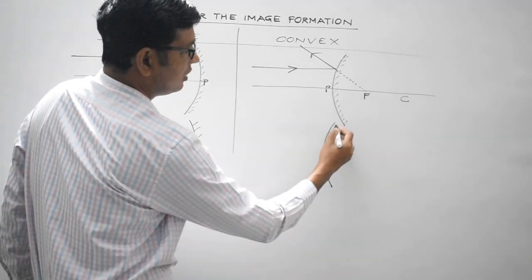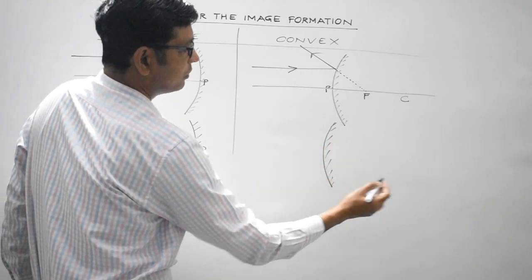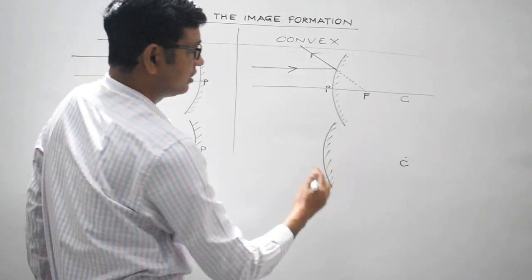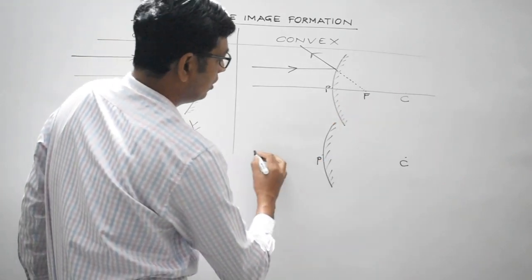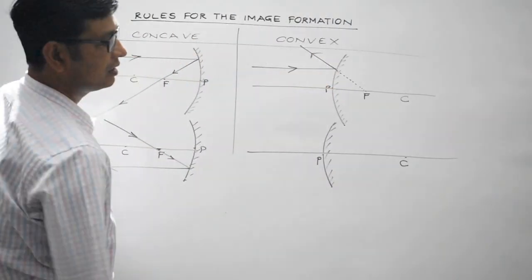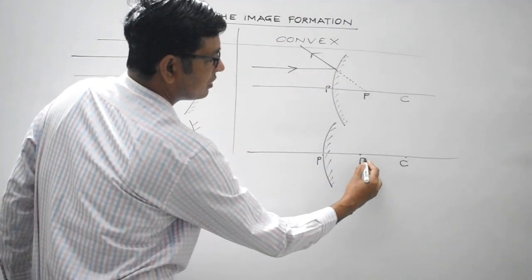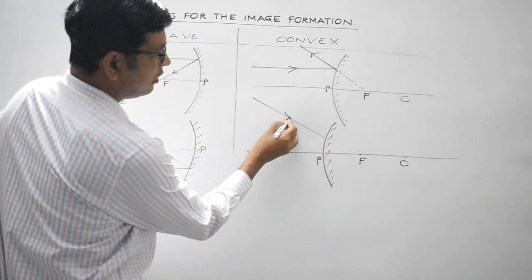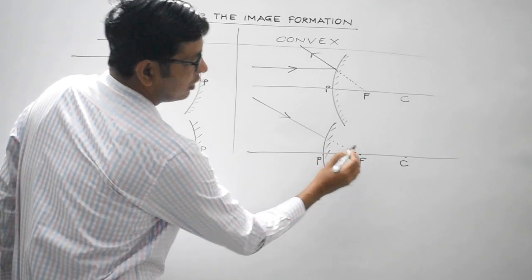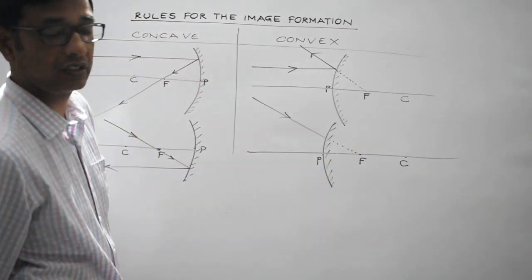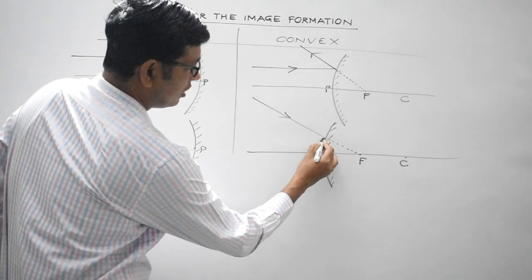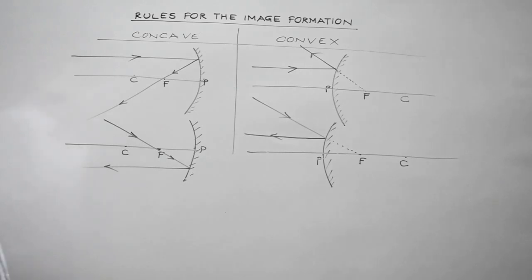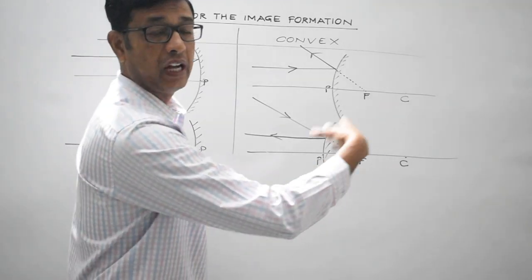So this is the diagram for the concave mirror. For the convex mirror, let's apply the same rule. This is the convex mirror. Its center of curvature will be somewhere over here. The reflecting surface is away from the center. This is the pole. The line joining P and C is the principal axis. The midpoint of P and C is the focus. Now what I have stated is that a ray which is passing, or which appears to pass, through the focus, after reflection will become parallel to the principal axis. Here the focus is virtual, which is behind the mirror.